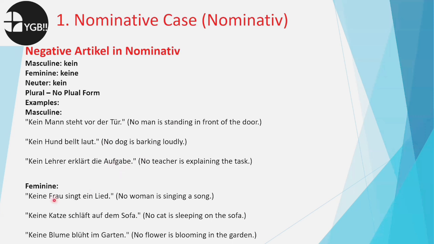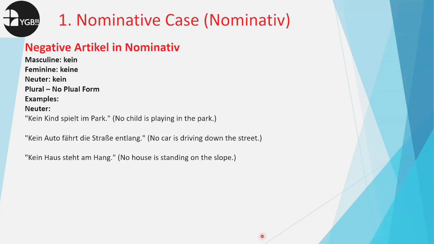Keine Frau, feminine gender. So far we discussed masculine gender with these examples: kein Mann, kein Hund, kein Lehrer. Now let us see feminine gender. Keine Frau singt ein Lied. No woman is singing a song. Lied means song. Keine Katze schläft auf dem Sofa. No cat is sleeping on the sofa. Keine Blume blüht im Garten. No flower is blooming in the garden. So that is about the nominative case with all the three types of articles: definite, indefinite, and negative articles.